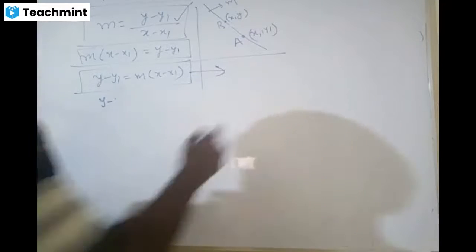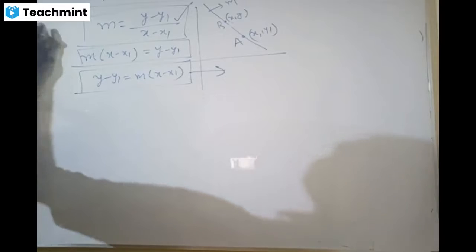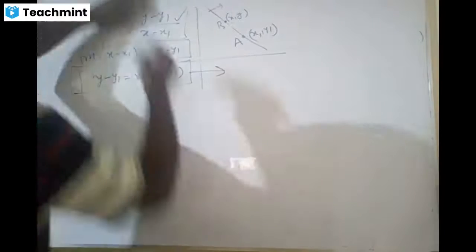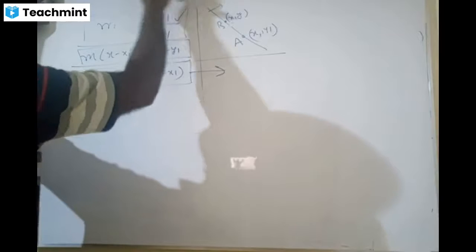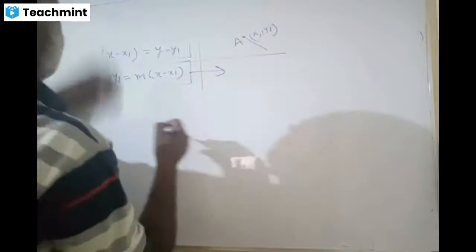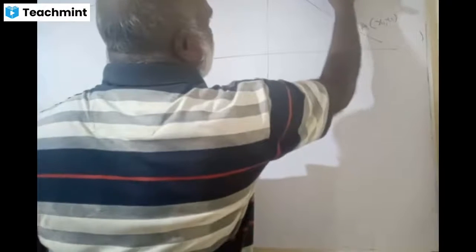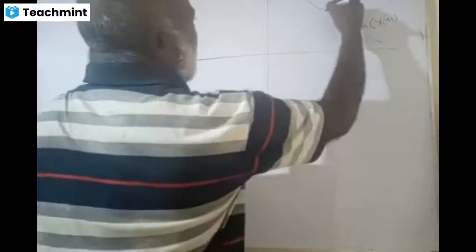Next one, 2-point form of a line. Have you taken this? What do you mean by the 2-point form of a line? It means 2 points are given. One point is A, another point is B. This is called x1 comma y1 and this is called x2 comma y2. And take another unknown point called x comma y.